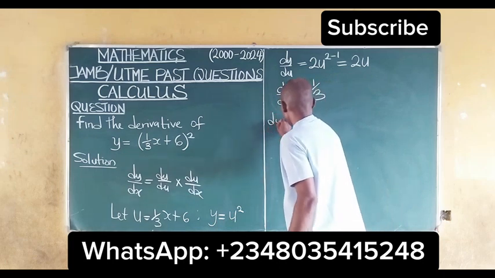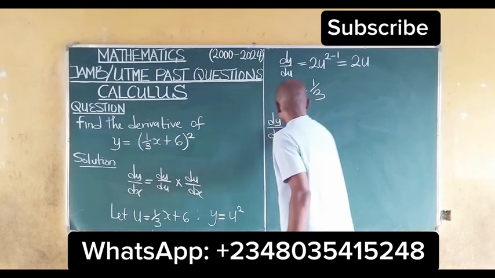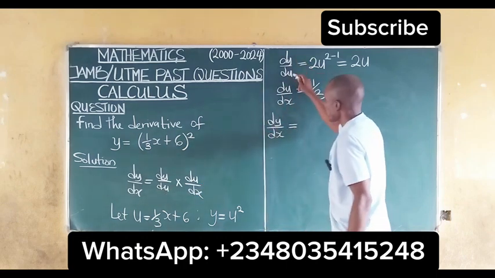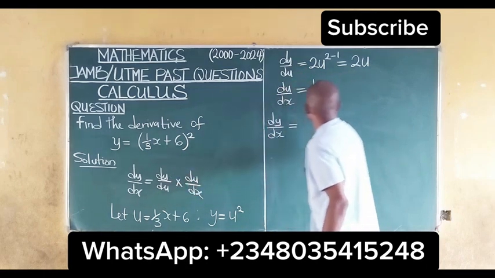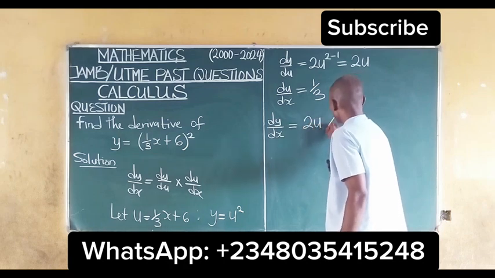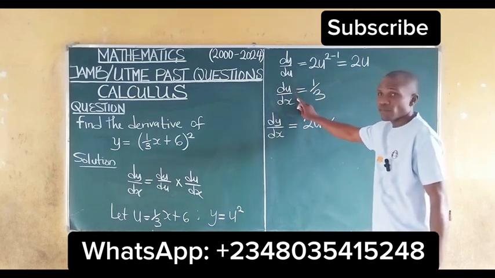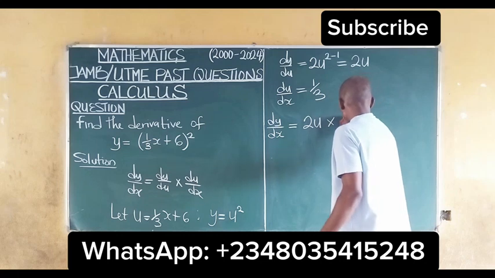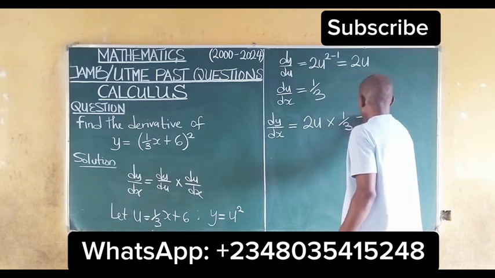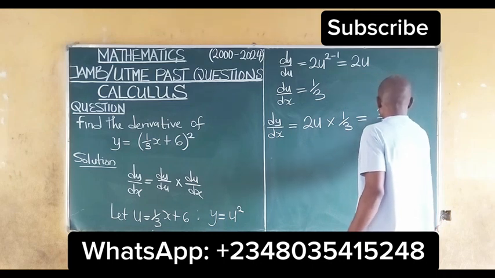It then means that dy/dx, which is this, is equal to dy/du. The dy/du is 2u, multiplied by du/dx. The du/dx is 1 all over 3. 2u multiplied by 1 all over 3 is the same thing as 2 all over 3, u.